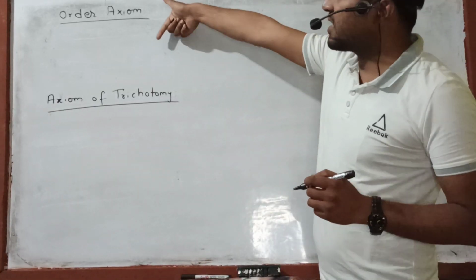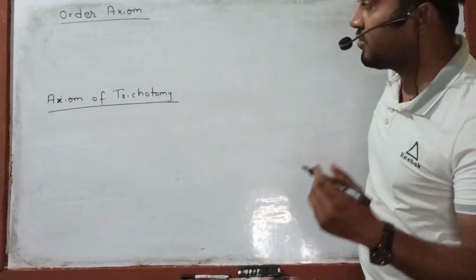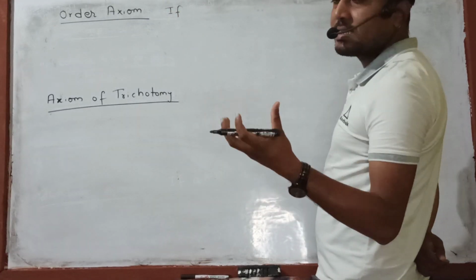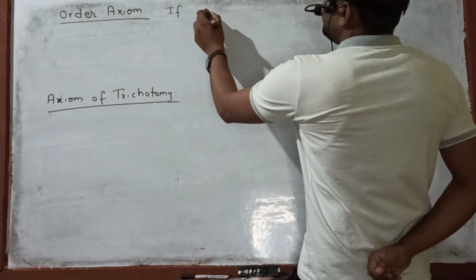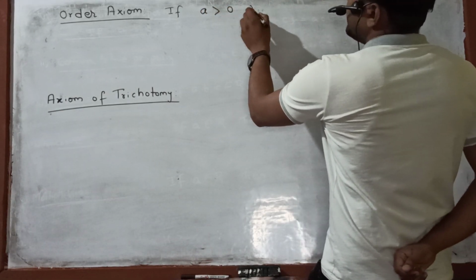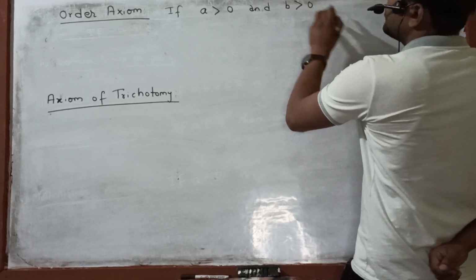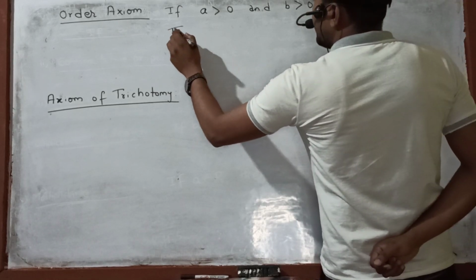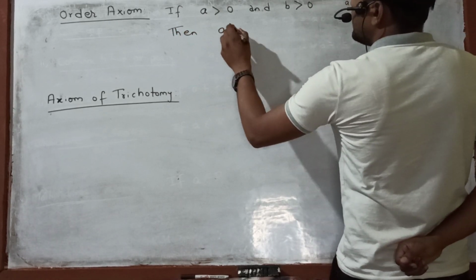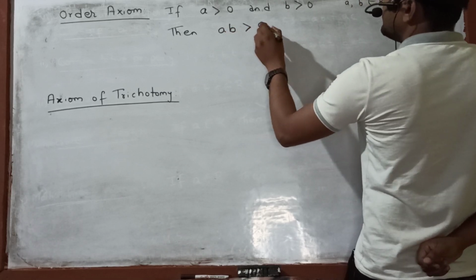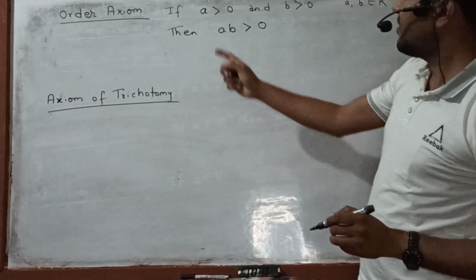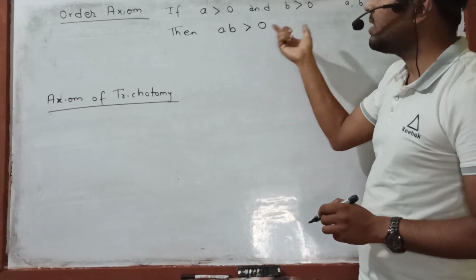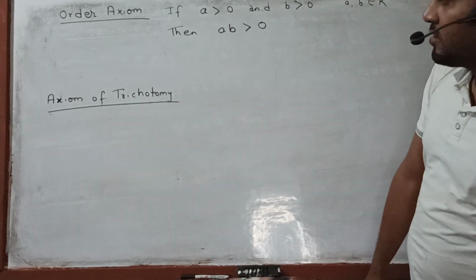Now, the order axiom, what does it define to us? It states that if we take any positive real numbers, a greater than 0 and b greater than 0, where a, b belong to the set of real numbers, then if you multiply a and b, ab will also be greater than 0. It will also be a positive real number. Suppose you take 5 and 10, both are positive real numbers. So 5 into 10, which is 50, will also be a positive real number. So this axiom is called the order axiom.